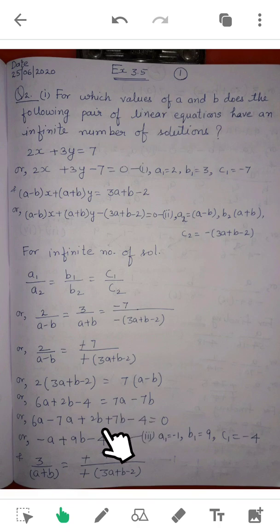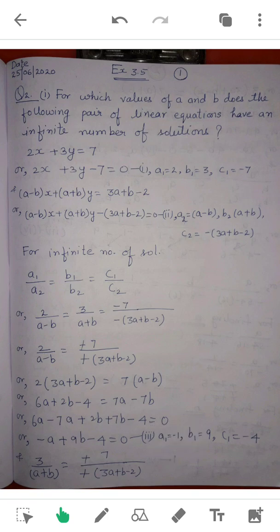Now we will take all the terms on the left hand side. 6a will remain as it is. When we take this 7a to the left hand side, we have to put a negative sign before 7a. This plus 2b is like this only. Then this minus 7b is taken to the left hand side, so we have to put a positive sign as the direction has been changed. Then minus 4 is equal to 0.